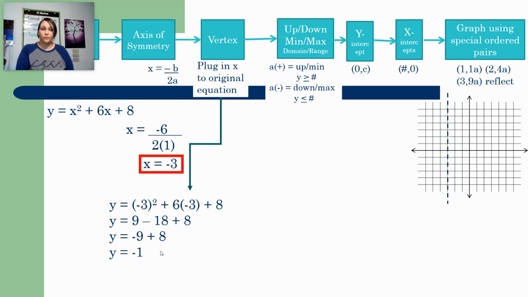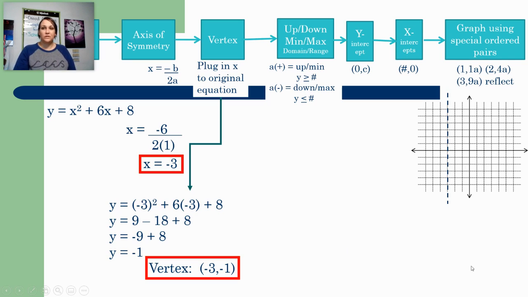Now the vertex is an ordered pair, so we're not going to leave it y equals negative 1. We're going to write it in parentheses with our x number, negative 3, and then our y number, negative 1. This is also an answer to a question, right? So the question is, what's the vertex? And the answer is negative 3, comma, negative 1. At this point in time, you could actually start graphing these things.